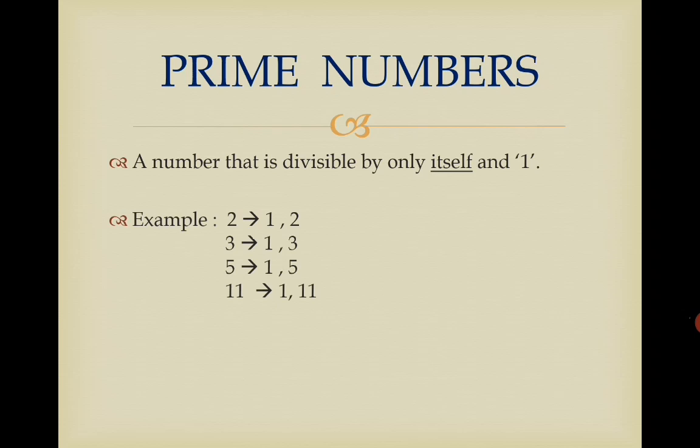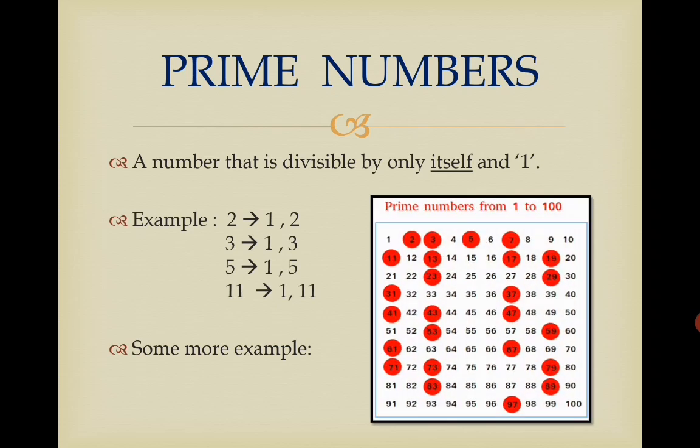Let's see some more examples. As you can see, this is the list of numbers from 1 to 100. All the red marked numbers are prime numbers. That means they are divisible only by 1 or itself.